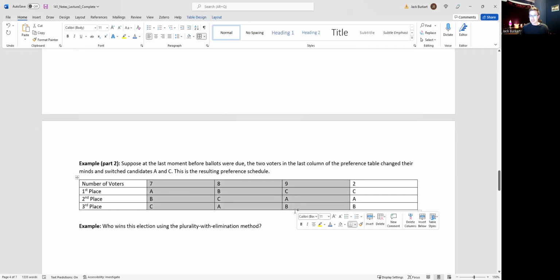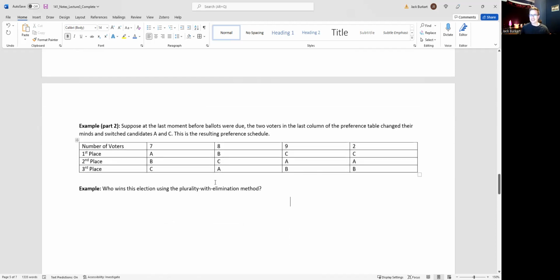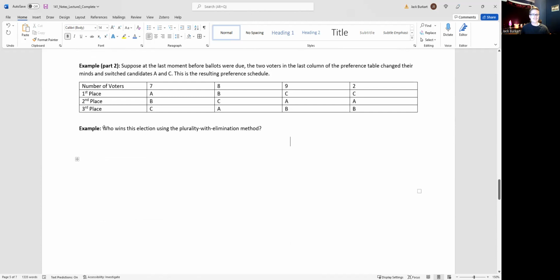These three columns are going to stay the same. I haven't changed them from before. But what happens right here is these two voters have swapped A and C, so these two voters have ranked C higher up in their ballot. What I'd like you to do is pause and figure out who wins the election using the plurality with elimination method.